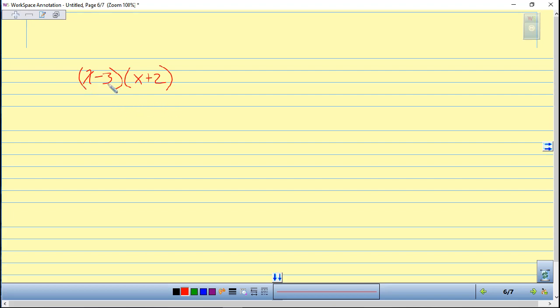Now, with a binomial, 2 term times 2 term, we've got a little trick that we use to remember how to do it. FOIL: first, outer, inner, last. But I don't like getting tied to FOIL because, well, what happens when this becomes one with 3 terms and not just 2? Well, FOIL doesn't really work anymore, but the distributive thing does.